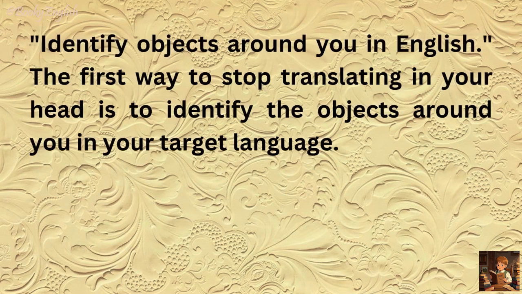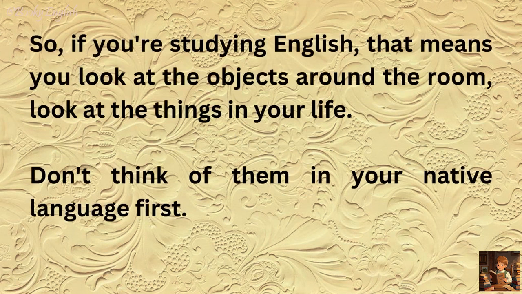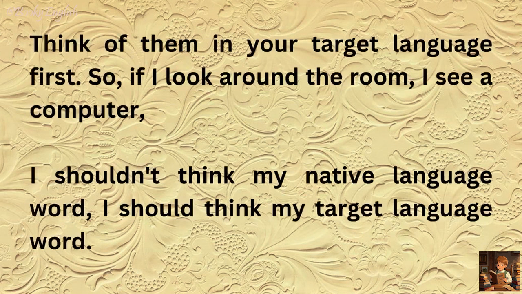Identify objects around you in English. The first way to stop translating in your head is to identify the objects around you in your target language. So, if you're studying English, that means you look at the objects around the room, look at the things in your life. Don't think of them in your native language first. Think of them in your target language first.